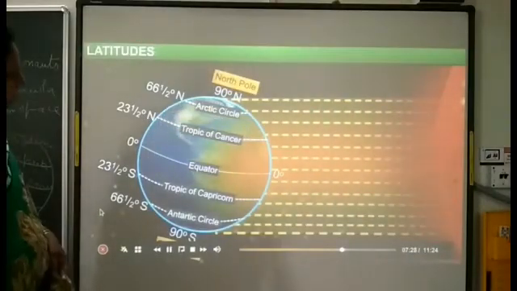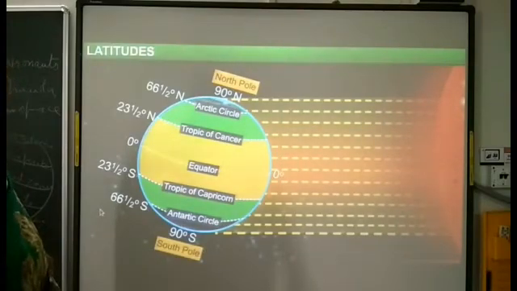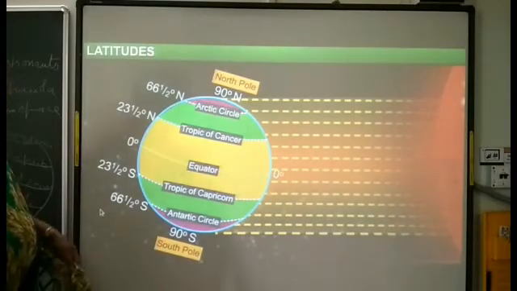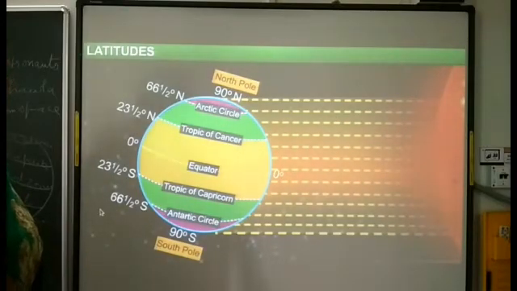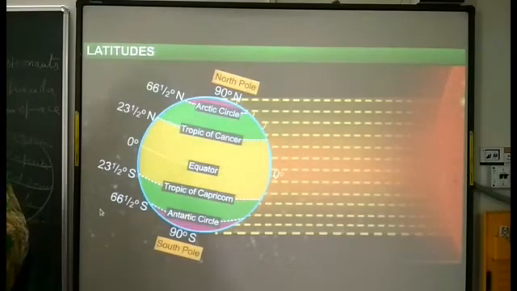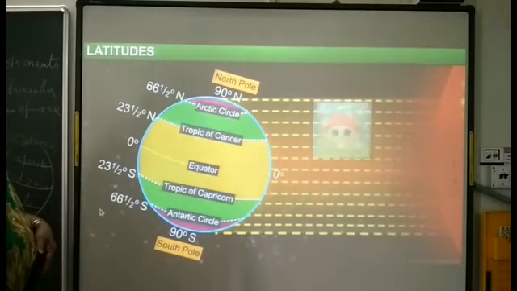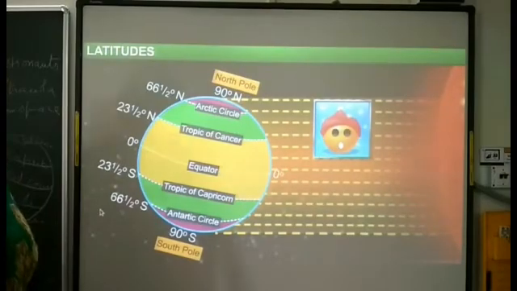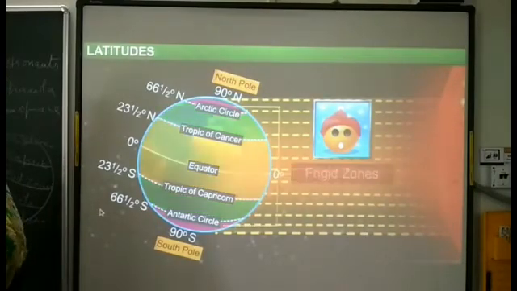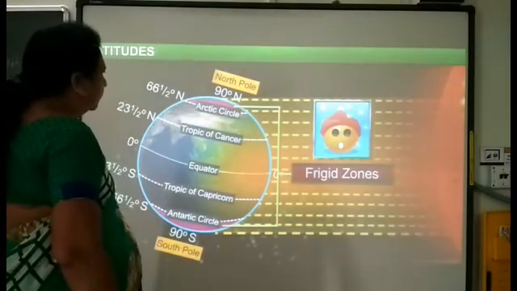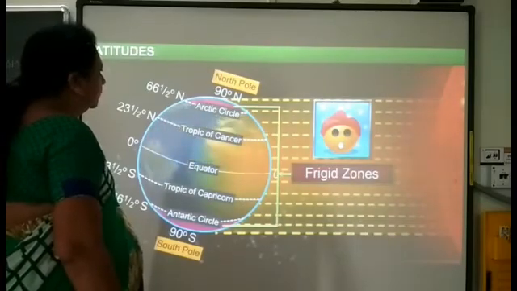Now, what portion of the globe is left? The areas between the Arctic Circle and the North Pole, and between the Antarctic Circle and the South Pole. The sun's rays in these areas have a huge slant. Therefore, you will find these areas freezing cold. Guess what they are called? Frigid zones, of course. In fact, these zones are so cold that the poles are covered by ice caps.